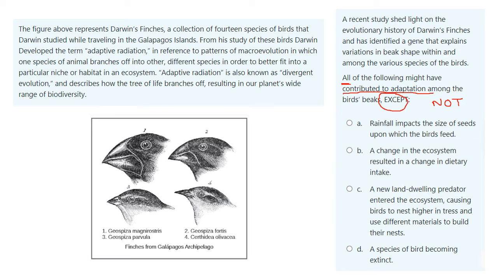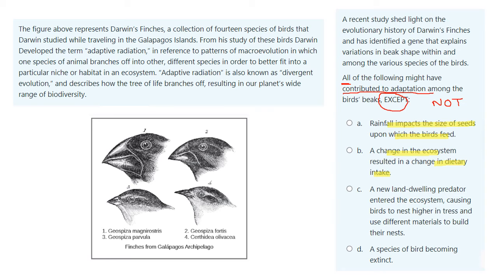Let's look at the answers and then we'll look at the passage. So answer A, rainfall impacts the size of the seeds upon which the birds feed. So the rainfall affects the seeds. So in different islands, they will eat seeds that are different sizes. B, a change in the ecosystem resulted in a change in dietary intake. So changing the environment changed what they ate.